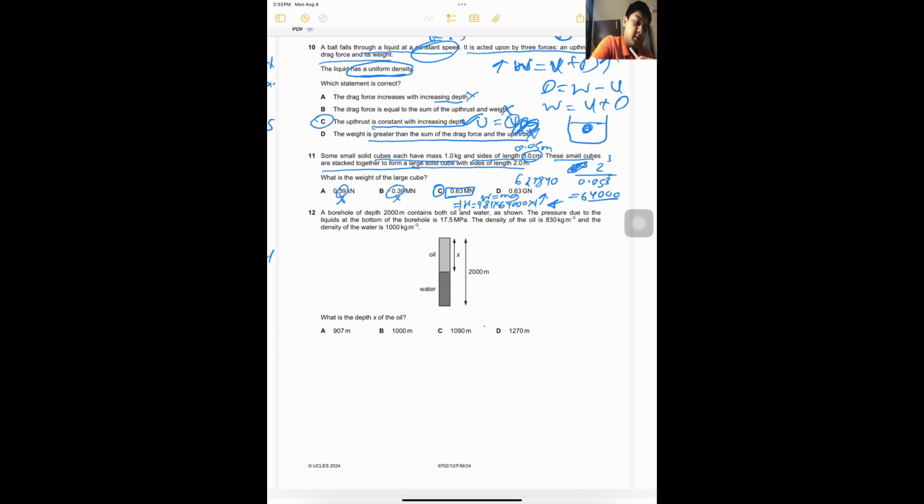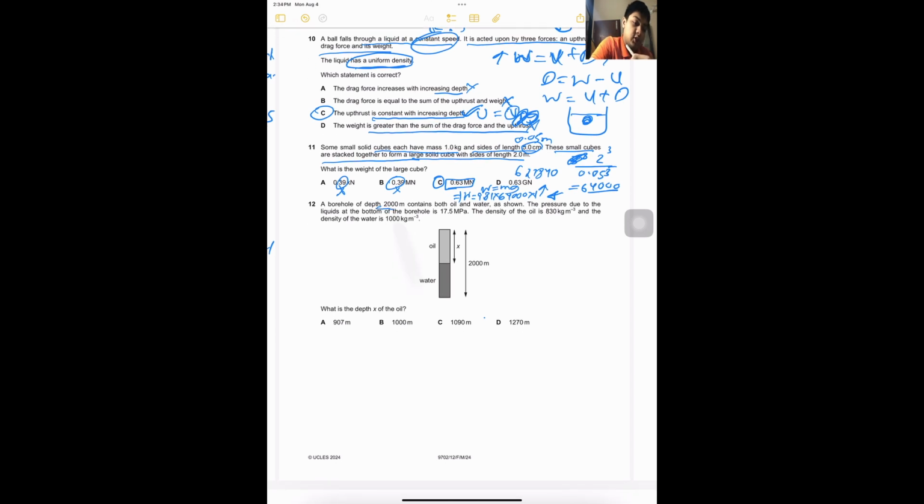A borehole of depth 2000 meter contains both oil and water as shown. The pressure due to the liquids at the bottom of the borehole is this. So pressure at this point is 17.5 megapascals. Density of the oil is 830, and the density of the water is 1000. So this little height over here is 2000 minus x, and G is 9.81. What is the depth x?